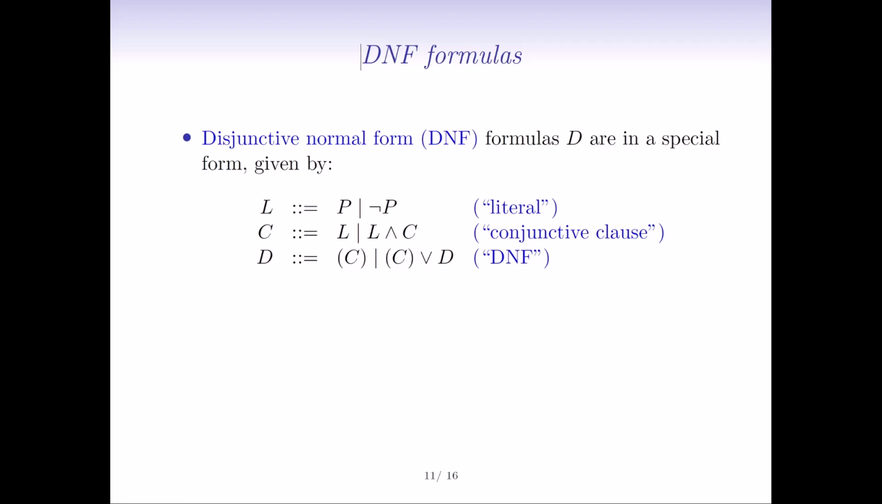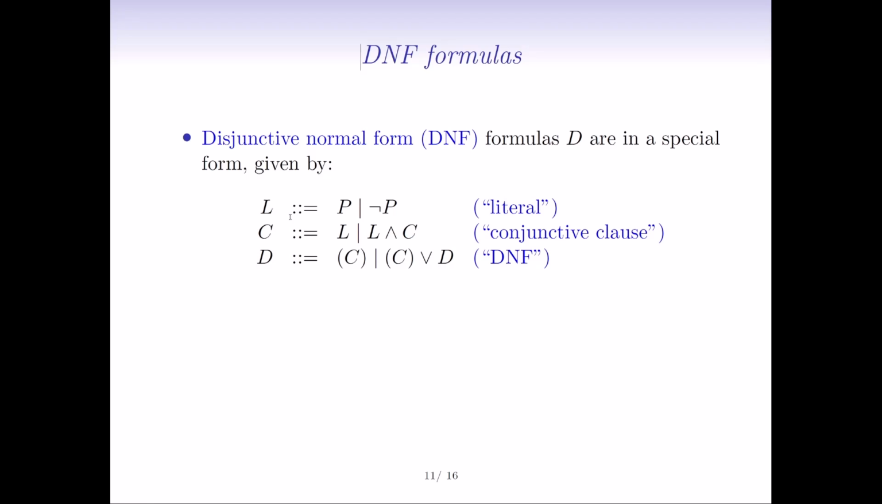Okay, so next I'd like to talk about a special class of propositional formulas that are of a particular syntactic form called disjunctive normal form, or DNF for short. Very roughly speaking, a DNF formula is at the top level a big disjunction of clauses, or so-called conjunctive clauses, and each of these clauses is a conjunction of literals, where each literal is either a proposition letter or its negation. So here I've given a formal grammar for DNF formulas on the slide here.